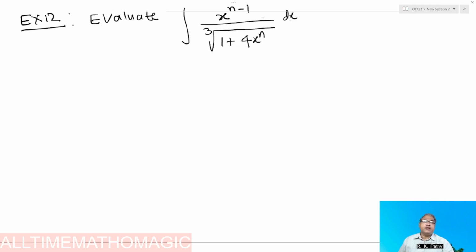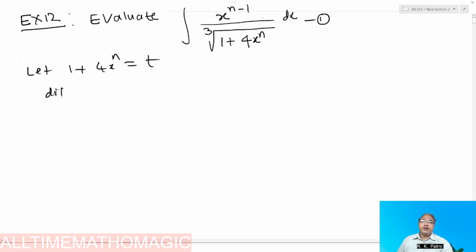Question number 12. Evaluate integration of x raised to n minus 1 upon cube root of 1 plus 4x raised to n with respect to x. Call it equation 1. Now let 1 plus 4x raised to n equals t. Why? Because the derivative of x raised to n is x raised to n minus 1.